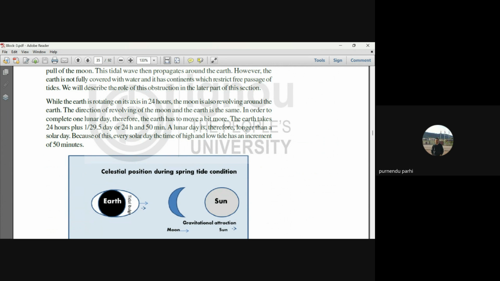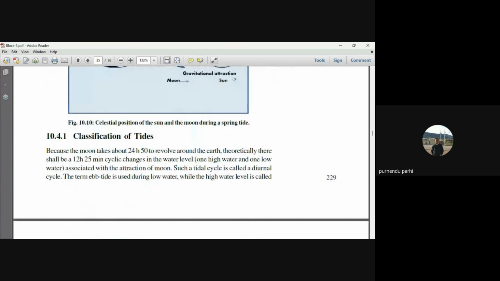The Earth takes 24 hours plus 1 by 29.5 day, or 24 hours and 50 minutes. Lunar day is therefore longer than a solar day. Because of this, every solar day, the time of high and low tide has an increment of 50 minutes.